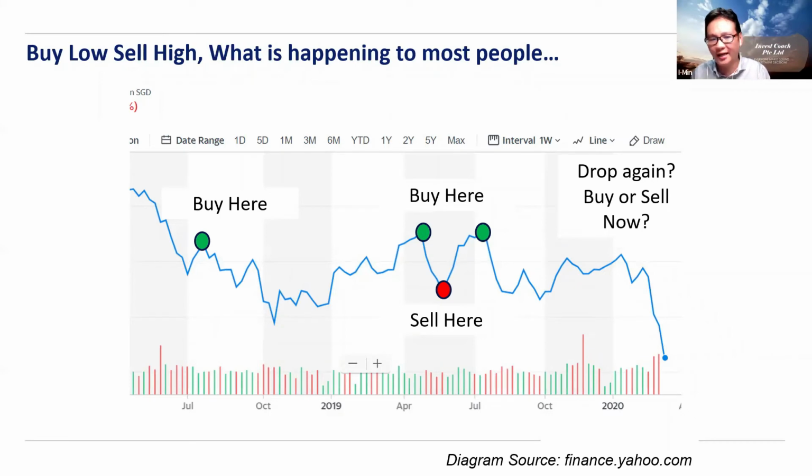Can someone make a guess? Of course, those who know, please share. How many percent of the traders can consistently make money through buy low, sell high? Just make a guess, or if you know the answer, please share. Just throw some numbers, please. 2%, 10%, okay, 1%. Okay, the answer is actually between 1 to 5%.